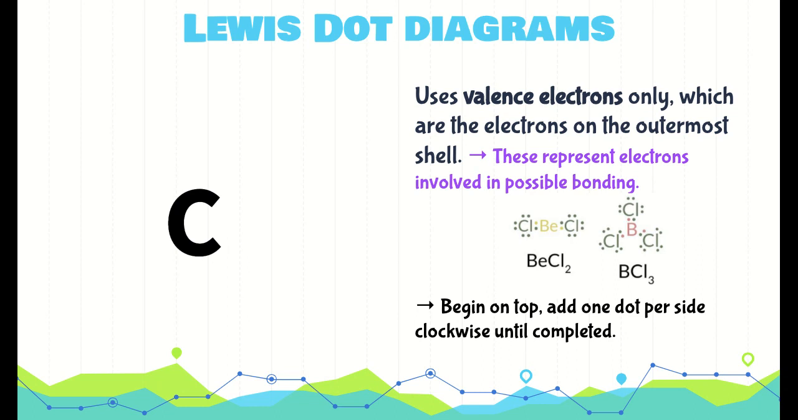Okay, so the last thing we're going to talk about today is Lewis dot diagrams. These are going to use your valence electrons only, which are the electrons on that outermost shell. So these are going to represent electrons involved in bonding.